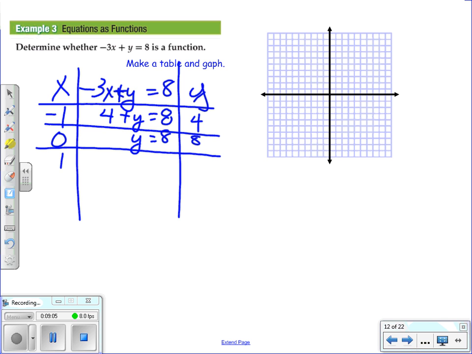How about when x is 1? Negative 3 times 1 is negative 3 plus y equals 8. What's y going to equal when x is 1? Add 3 to both sides. And how about when x is 2? Did I do that right? I did not do that right.